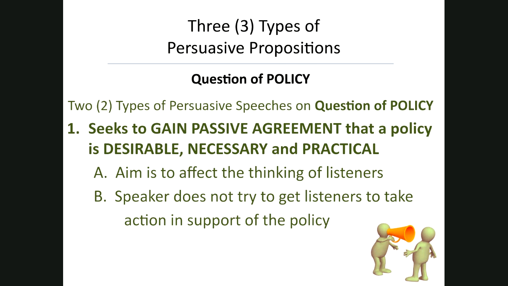The first type is one that seeks to gain passive agreement that a policy is desirable, necessary, and practical. In this type of speech, the aim is to affect the thinking of the listener, and the speaker does not try to get the listeners to take any action in support of the policy. So you just want them to think differently. Gain passive agreement that the policy that you're presenting is desirable, necessary, and practical.